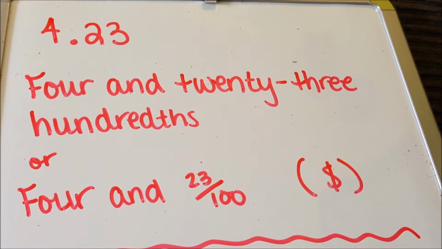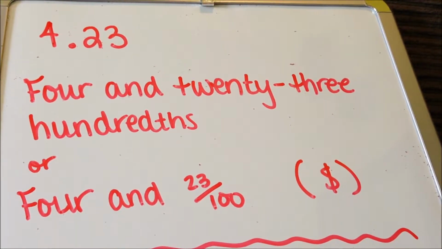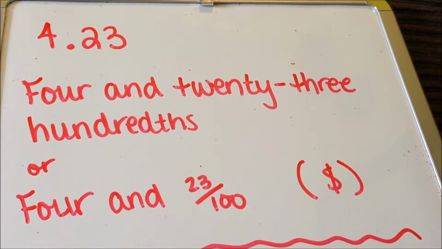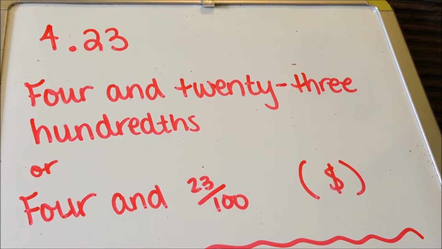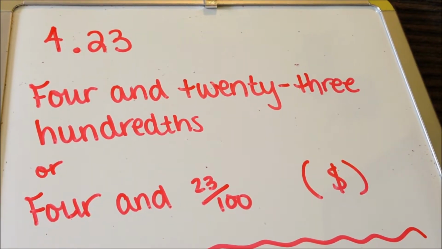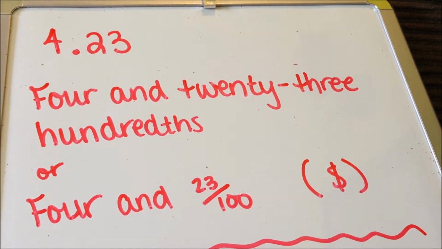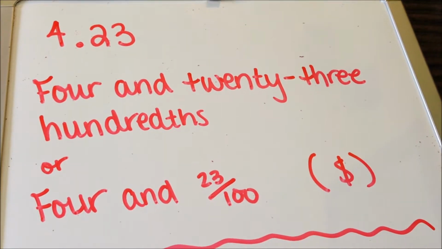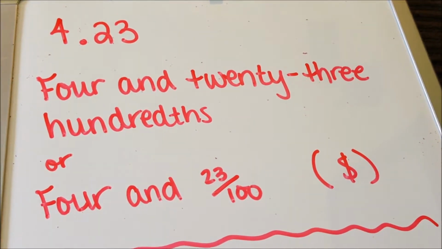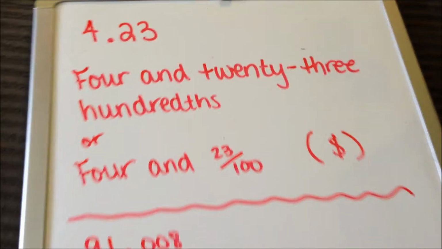For example, we have 4 and 23 hundredths, or 4.23. Notice where the number ends. It ends at 3, which is in the hundredths position. If you were thinking in terms of money, so $4.23, you would write it as 4 and 23 over 100, or 23 over 100 is written as 23 hundredths.